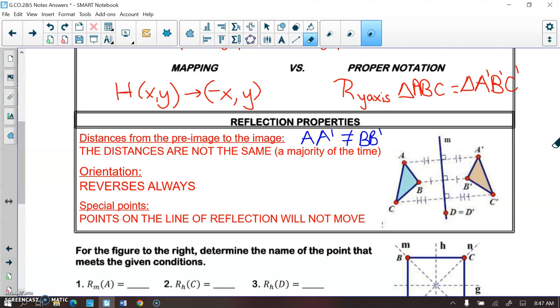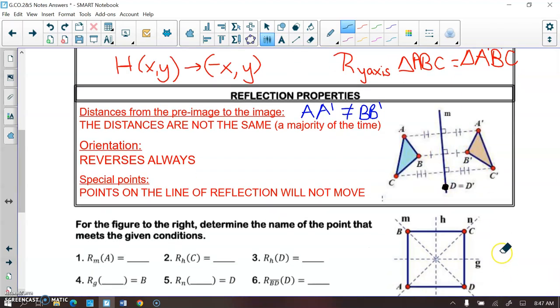And then reflections do have special points. If you have a point that is on the line of reflection, like point D here, then your point will not move, because if we're trying to reflect point D over line M and it's on line M, there's no way that it can move to a different location on the graph. It's just going to stay on that line.